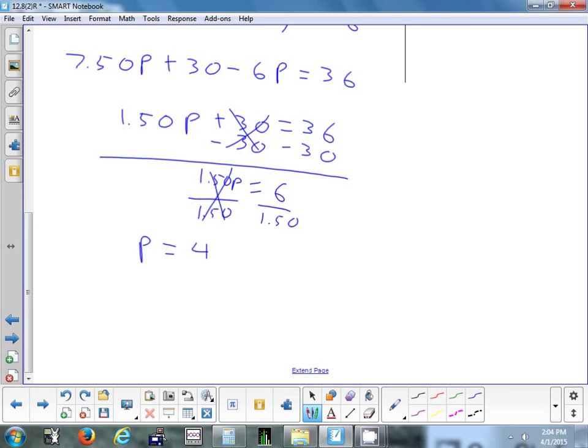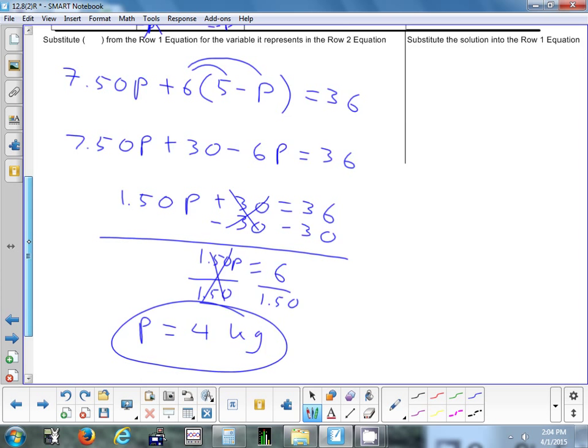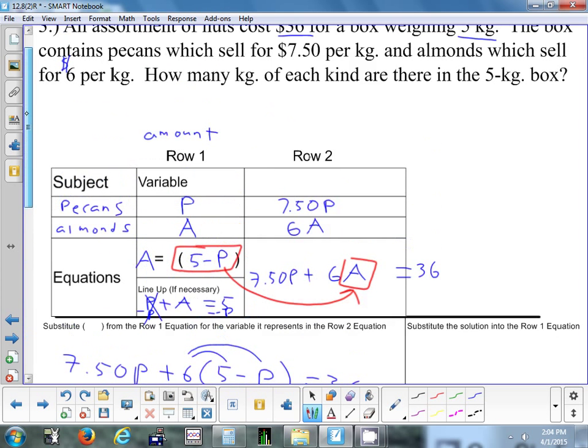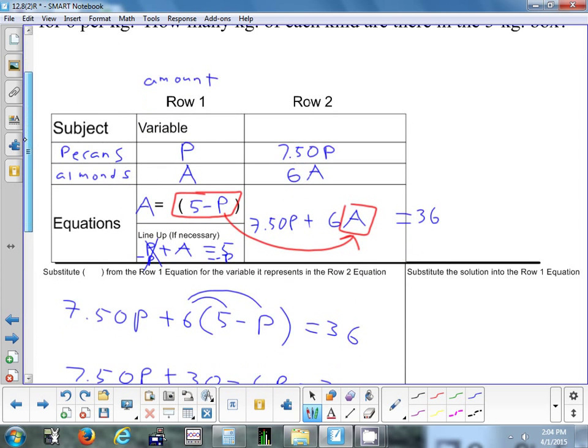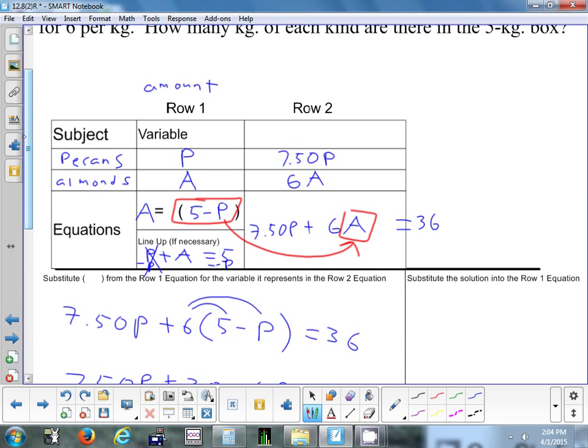What is that for? P. Well, what about the pecans? It was a weight. 4 kilograms. So now we know we have 4 kilograms of pecans. What's the last thing I need to find? A, which is how many kilograms of, what's A stand for? Almonds.